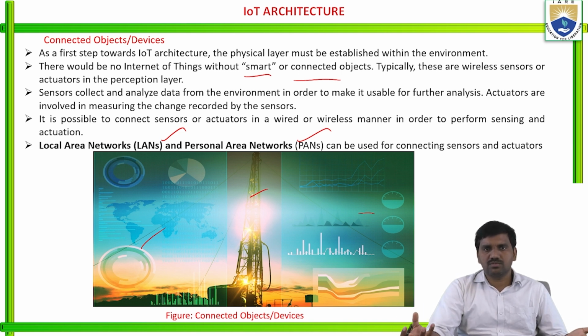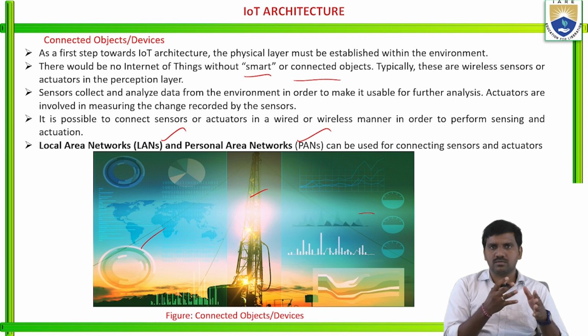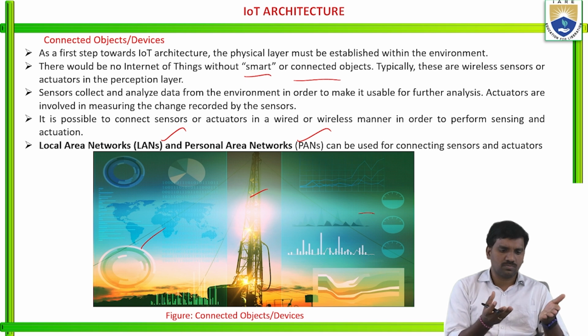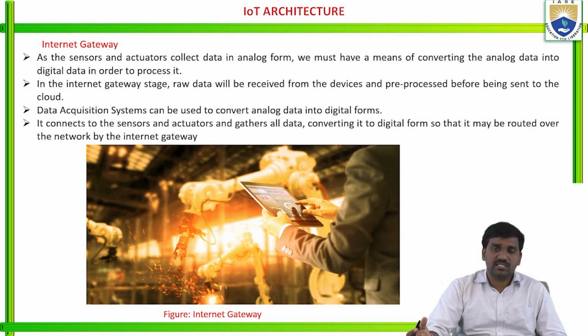Connected devices need the internet; with the help of the internet, the devices may be connected one to one. That is possible with local area networks and personal area networks, LANs and PANs. Next, the internet gateway. In order to pass the information from one place to another, we have internet gateways or internet Wi-Fi, wireless or wired communication.